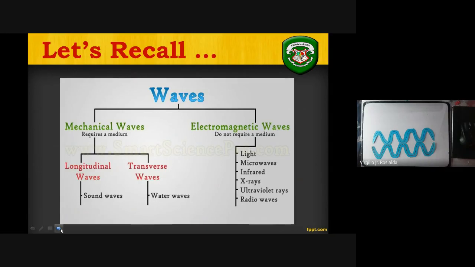While electromagnetic waves have different forms. We have light or visible light, microwaves, infrared rays, X-rays, ultraviolet rays, and radio waves. So later we will try to discuss these different electromagnetic waves.